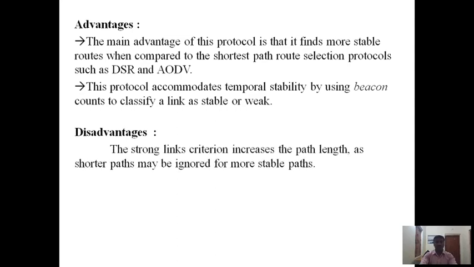Then the disadvantage is that the strong links criterion increases the path length. A shorter path may be ignored for more stable paths. So in this concept, with the usage of stable paths, we ignore the shortest paths. That is the main drawback. So these are all the concepts in signal stability based adaptive routing protocol.